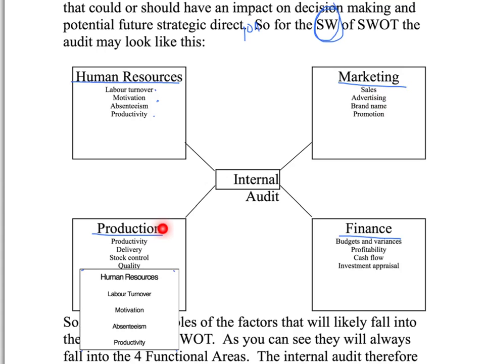Production, linking back to human resources, how productive are we? How good are we at delivering our products? What's our stock control like? Are we holding lots of stock? Do we not hold any stock at all? Do we have finished materials? What's our quality like? Is it something that our customers expect? Could it be improved? Is it too high? Does it mean that our prices are too high? In production, we might also want to add, what's our waste management like? I'm sure Percy would have something to say about that.